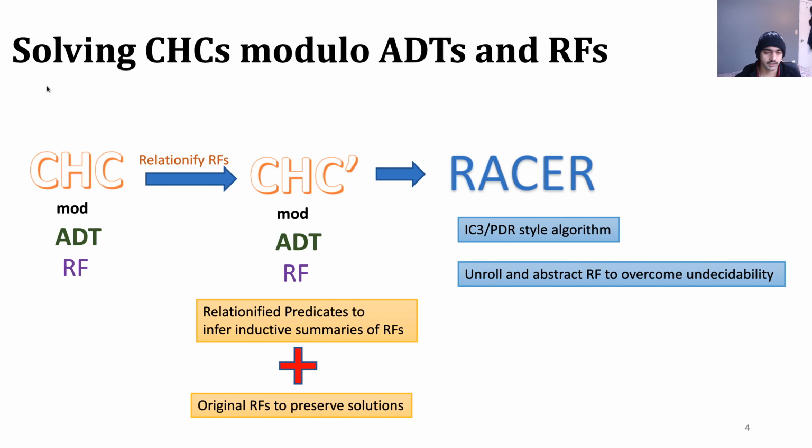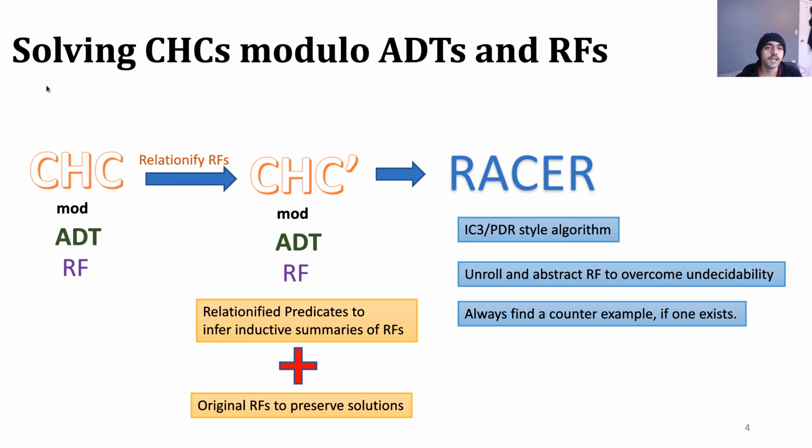Then we developed an IC3 style PDR algorithm called Racer that solves the CHCs by unrolling and abstracting recursive functions whenever they are encountered. This keeps us in a decidable fragment. And we guarantee that if your program is unsafe, we will definitely find a counterexample for it.